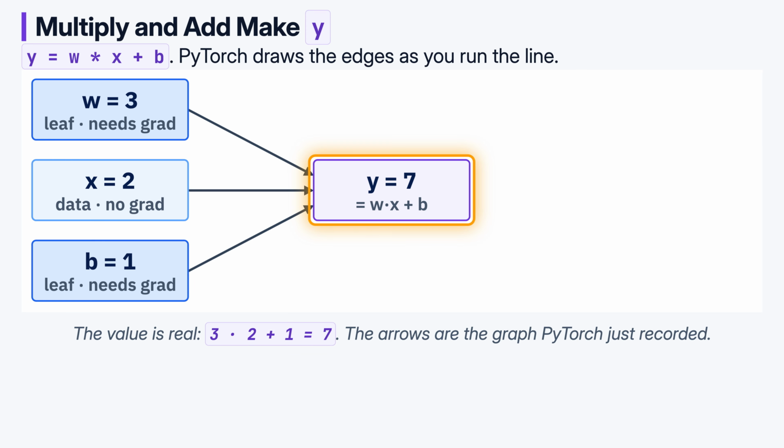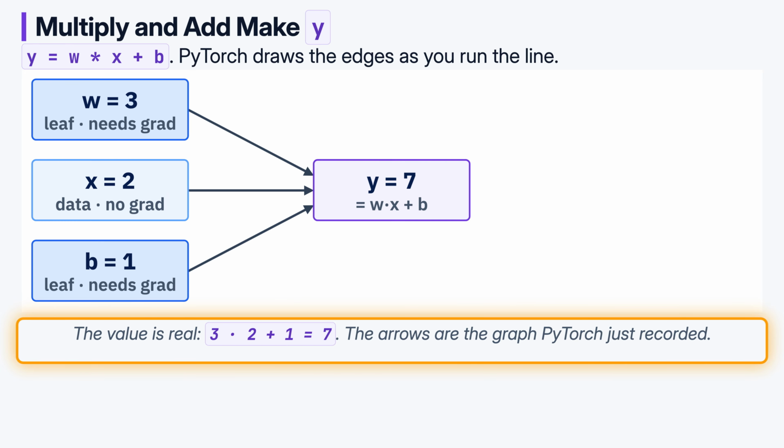Now we run y = w * x + b. PyTorch computes the value. 3 times 2 plus 1 is 7. As the line runs, PyTorch draws an edge from w into y, recording that w helped make it. It draws another edge from x into y, the same way. And a third edge from b into y, so y is not a leaf. PyTorch computed it from the 3 inputs. The number and the graph appear together. Running the line both gives you 7 and writes down how it got there.